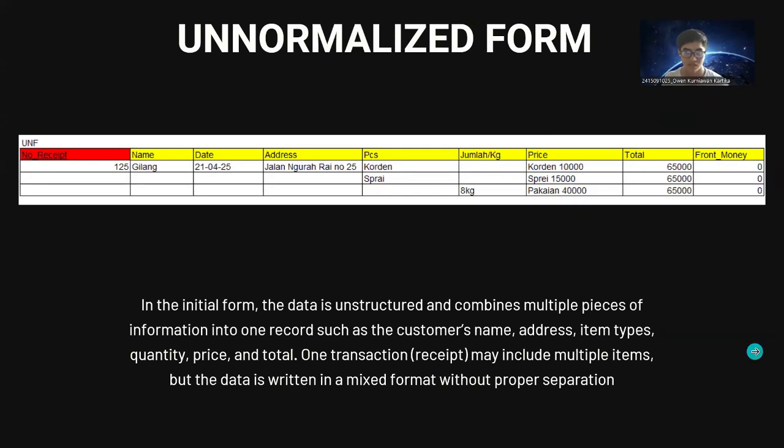You can see the number receipt is 125, and the name of the customer is Gilang, and the date of the note is 21 April 2025, and other data. And here we can also see there's a null in the data. Okay, next.